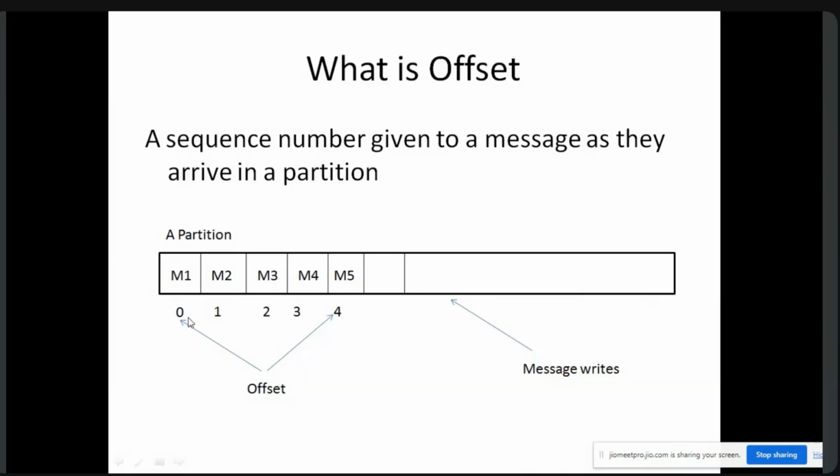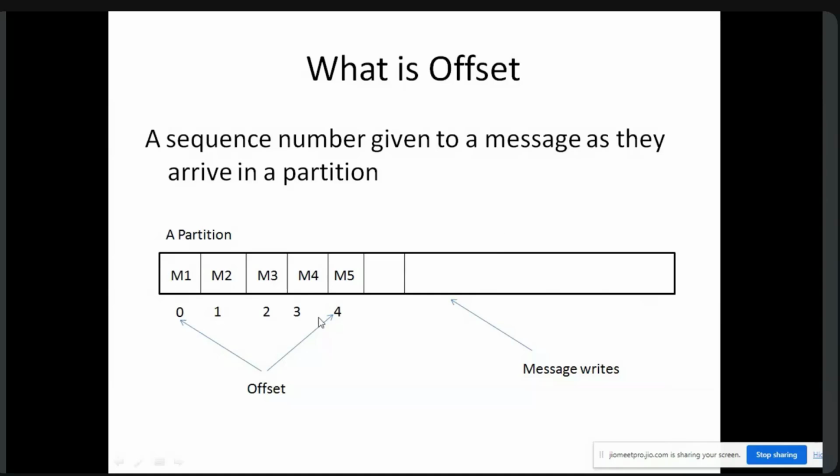The second message will automatically be given the number 1, then the third message 2, the fourth message 3, the fifth message 4. These numbers given to the messages are called offsets. They are like unique ID numbers, but not across two different partitions, because I'm talking about a single partition. Within a single partition it is unique, but in a second partition the numbering will also start from 0.